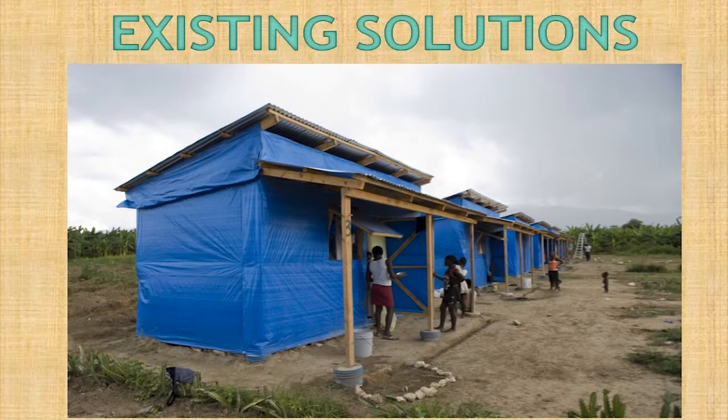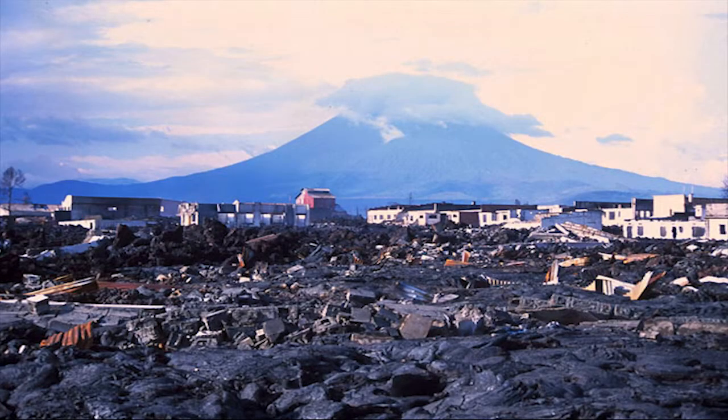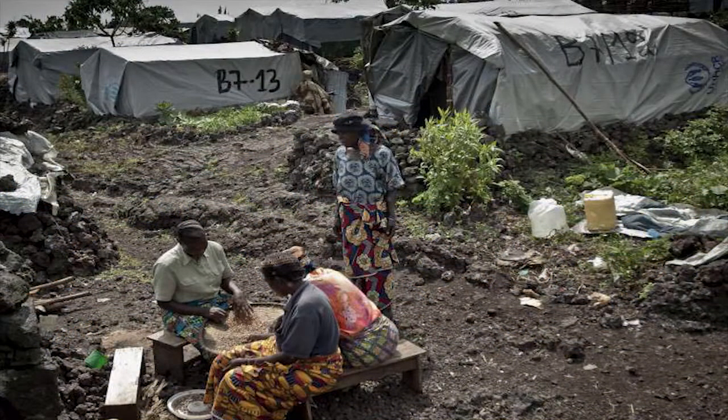So what are the existing solutions for disaster shelters? Let's look into a couple of examples. In 2002, in the Democratic Republic of Congo, the Goma volcano erupted and affected the city of Goma. After the disaster, 15,000 houses were destroyed, which is 20% of the local housing.